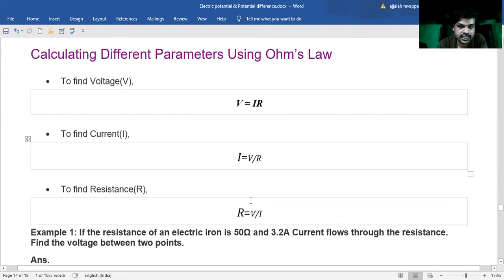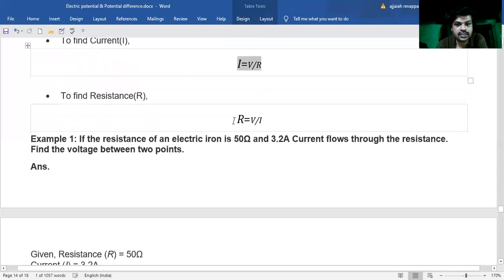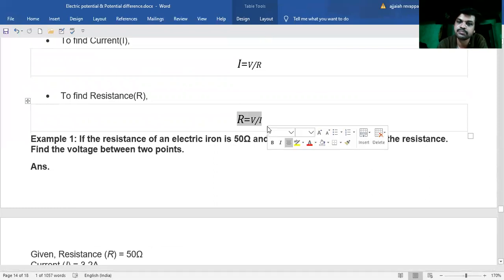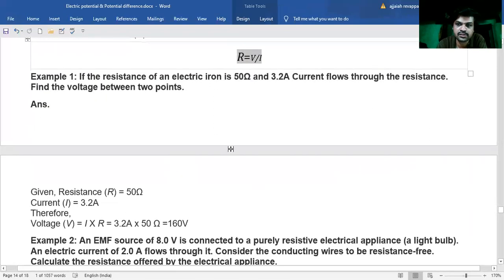Fine. These are the three different equations for V when you are asked to find V. So the equation is V is equal to IR when the current value and resistance value are given. Then if you are given the potential difference and resistance and you are asked to find the current, this is the equation. And if you are asked to find the resistance by giving potential difference and current, use this equation. Okay, we'll take one numerical.